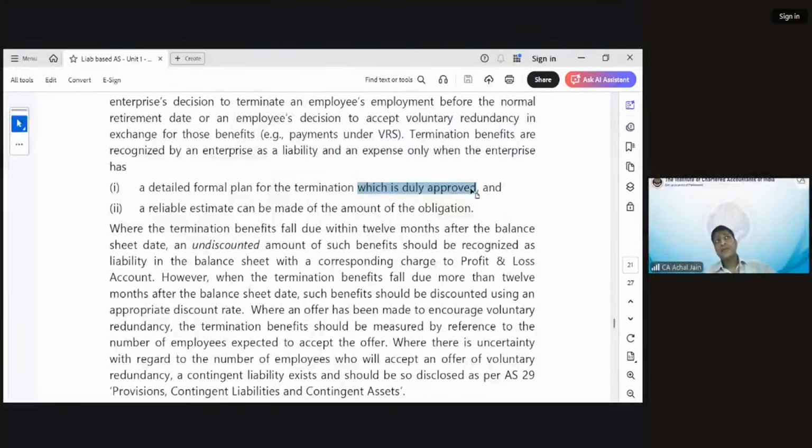Again, it should not happen that the company has a plan, they have also got this approved, the scheme is there, everything is documented, but this has not been communicated to the employees, so the employees are not aware of this. So what do you do? No. This has to be communicated to the employees, which the employees would have accepted, on the basis of which a reliable estimate of the amount of such employee benefit can be made. Once you have this criteria fulfilled, that is when you will recognize the termination benefit. And how do you record it? It will go to the P&L straight away.